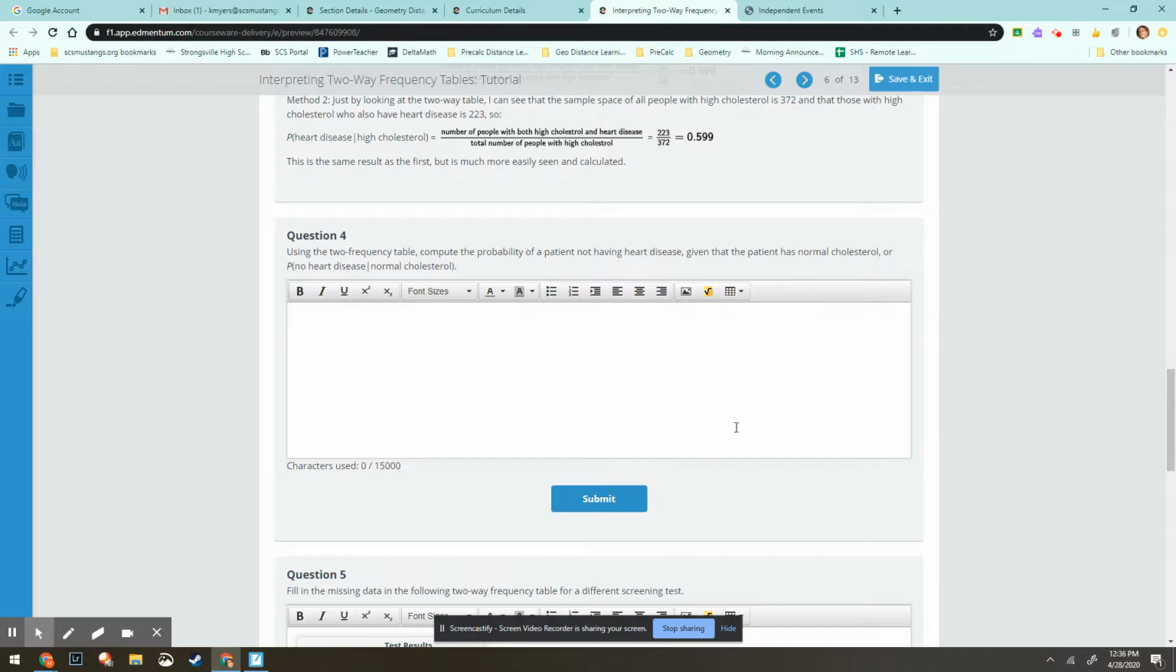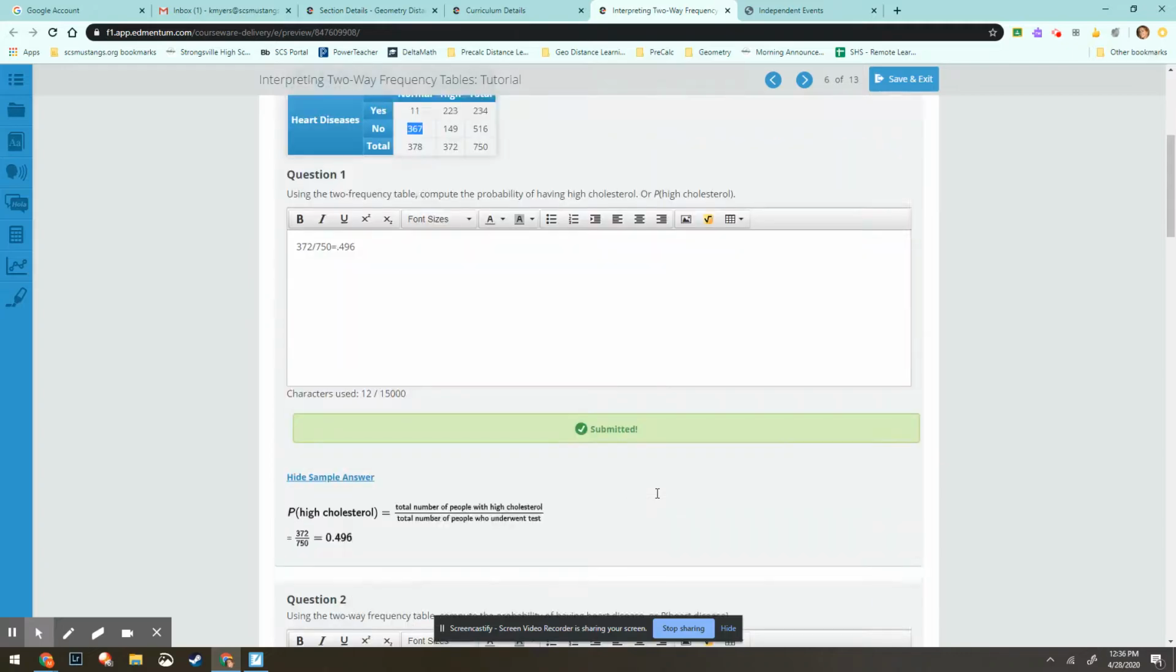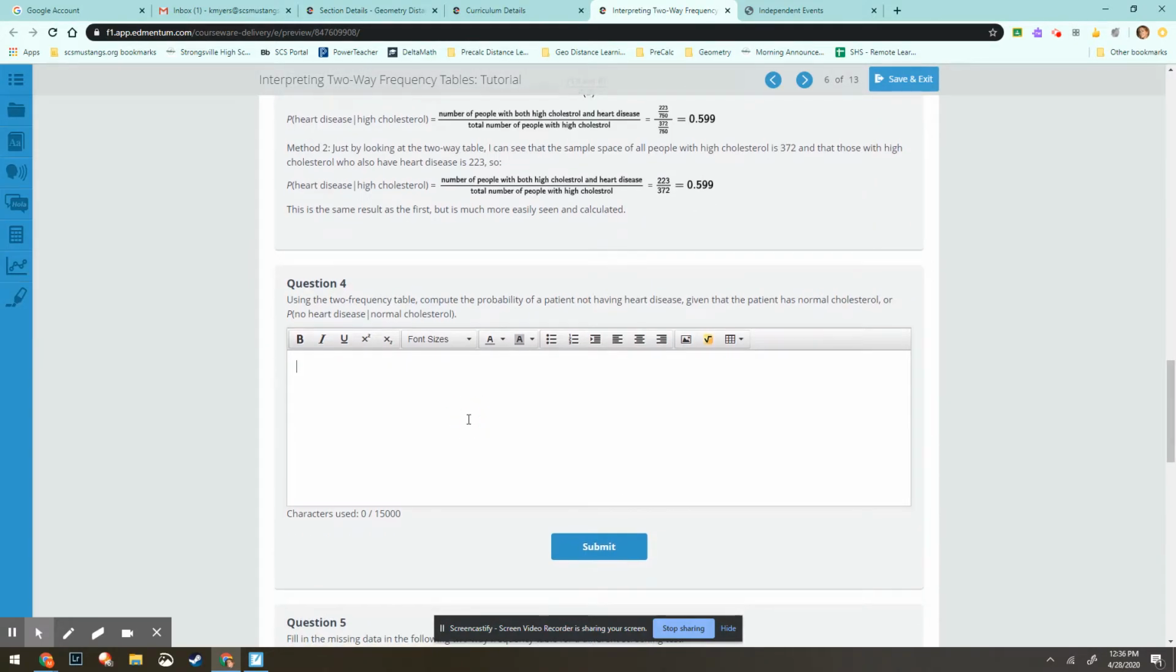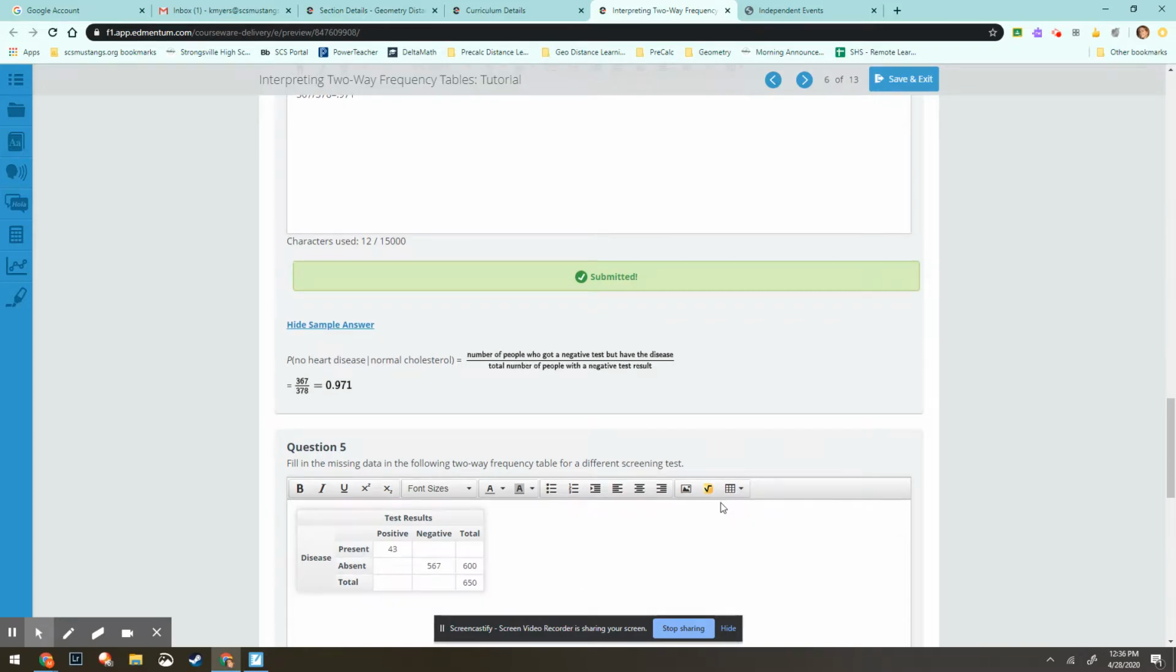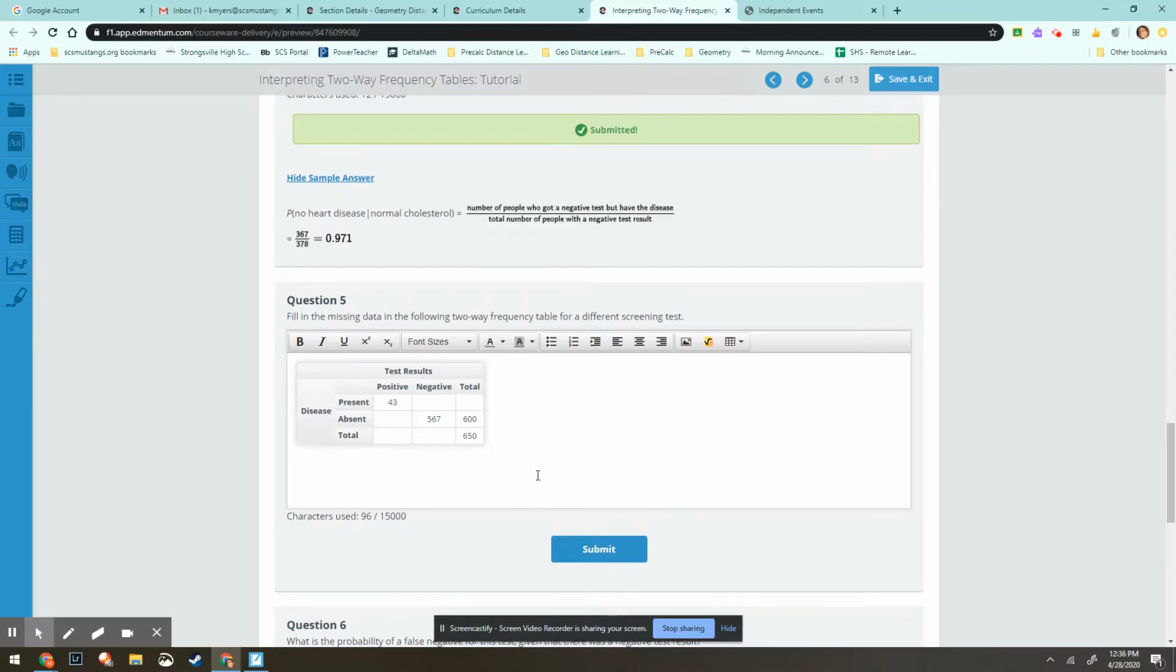Number 4. Using the table, we're going to do the same thing now, but figure out the probability that there is no heart disease given that they have normal cholesterol. So up to the table, now I'm looking at normal cholesterol as my sample space, which is 378. And no heart disease is 367. So this is going to be 367 divided by 378, which if you use your handy dandy calculator, is 0.971. So that means if you have normal cholesterol, you have about a 97% chance of not having heart disease. Okay, so it sounds like you should probably try not to have high cholesterol.